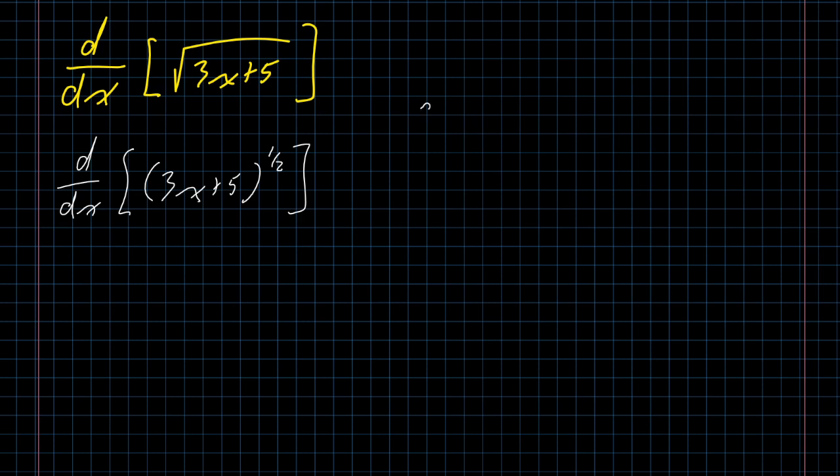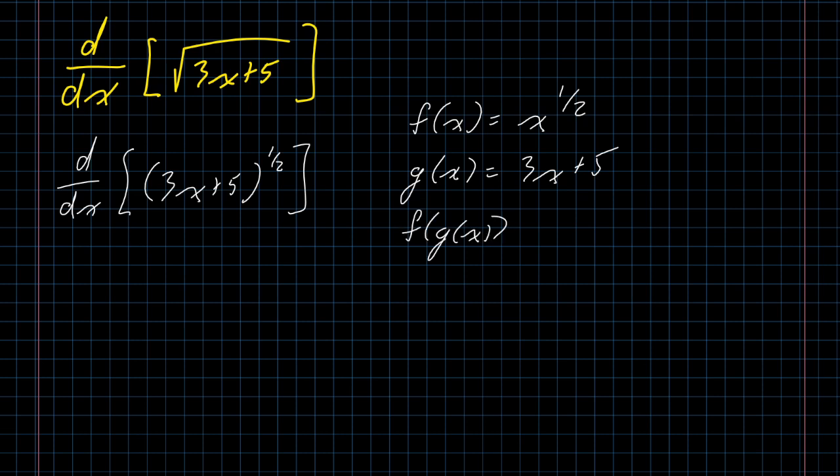Well, you can think about that as, say, f of x equals x to the 1/2 and g of x equals 3x plus 5. And then this is the composition. F of g of x would be 3x plus 5 to the 1/2 power. Do you have to write all that out? No, absolutely not. But it's a lot harder to see than it is to talk about.